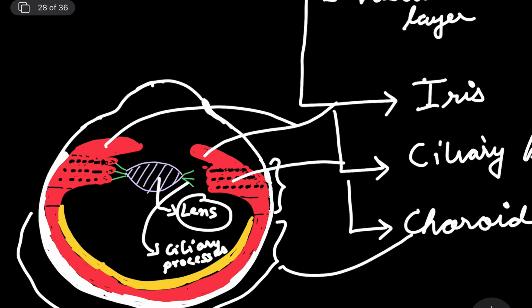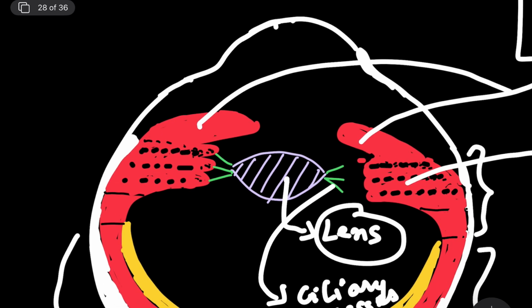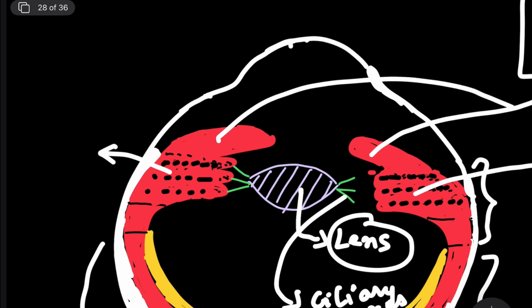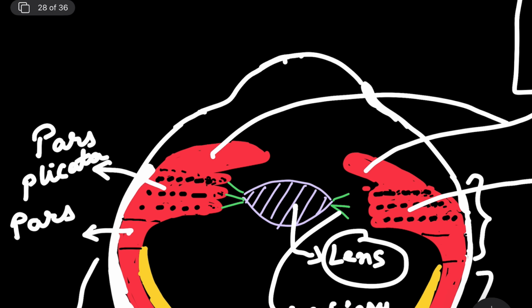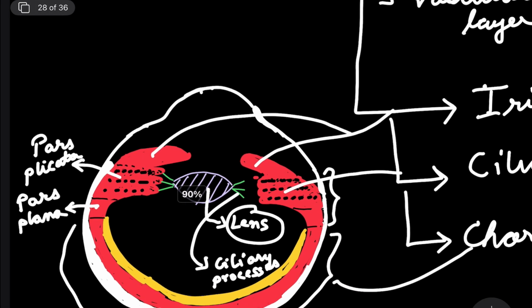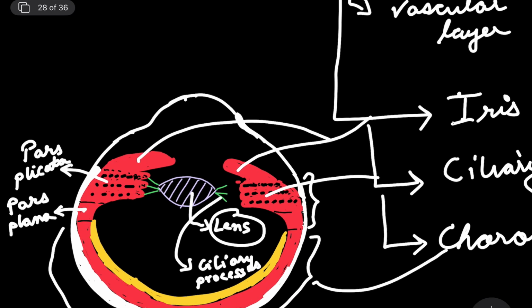Okay, done. Now ciliary body is again divided into two parts, as is evidenced by the picture. If I zoom in, you can see that the ciliary body I have demarcated into two parts. One is this black dotted area, which is called pars plicata. And this non-dotted smooth area, this is called pars plana. So the pars plicata and the pars plana comprise the ciliary body. Done.